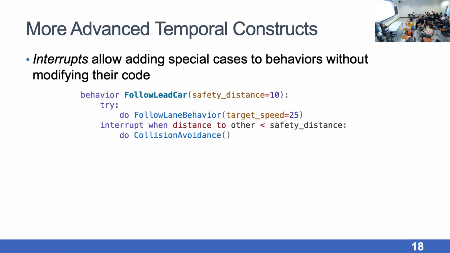So it basically says, I'm not going to issue any actions right now. I'm going to call this other behavior. It's going to issue actions until that behavior finishes, then give control back to me. That's what this do statement does.